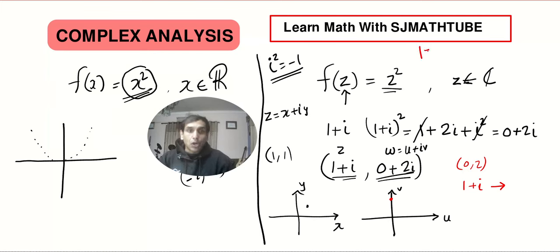Do you remember? Modulus means root under x square plus y square. So they take the input like 1, 1 and write the output as the modulus, and they will get the graph in 3 dimensions.